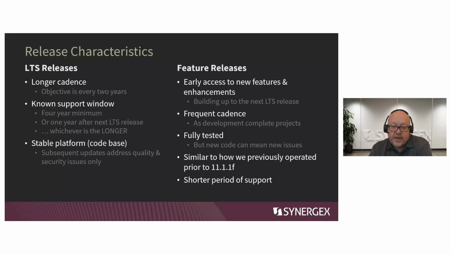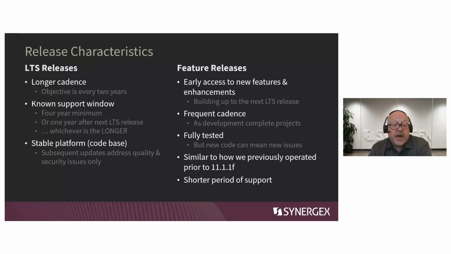Feature releases, on the other hand, are similar to how we historically released software. They provide access to new features and new functionality as soon as that feature or function is ready to go and has been made available from our development teams. I do want to stress, though, that feature releases are not beta releases. They are fully tested and fully qualified for use in all scenarios to the best of our ability. But of course, the presence of new code can, in some cases, lead to the presence of new bugs. But that was always the case.